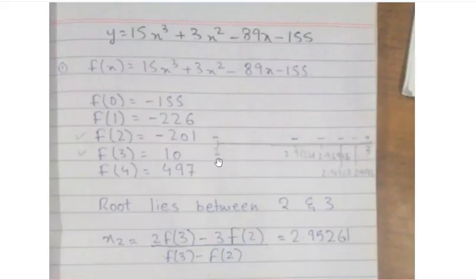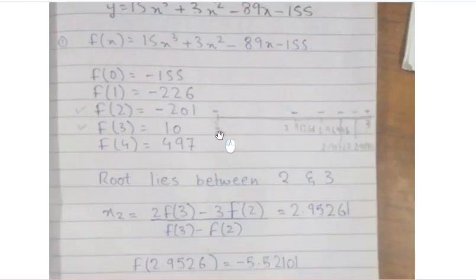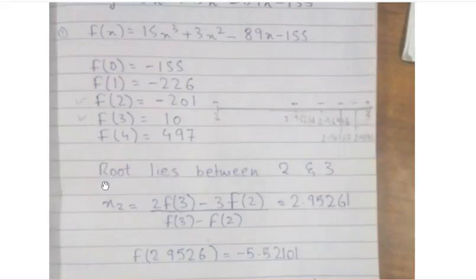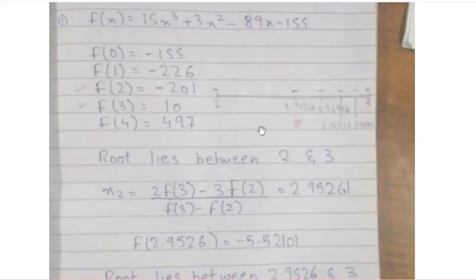And above the real line, I have put the sign, which is a minus sign here at 2 and a positive sign here at 3. So we know the root lies between 2 and 3, which is this and this. Okay, forget about this, it will come later.